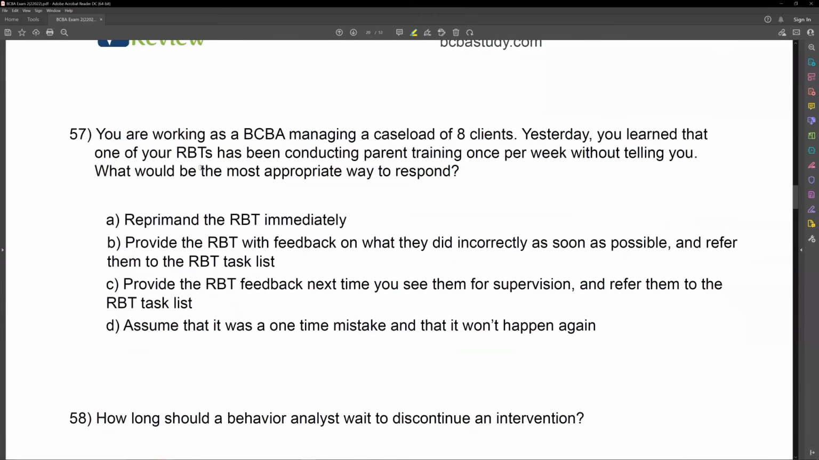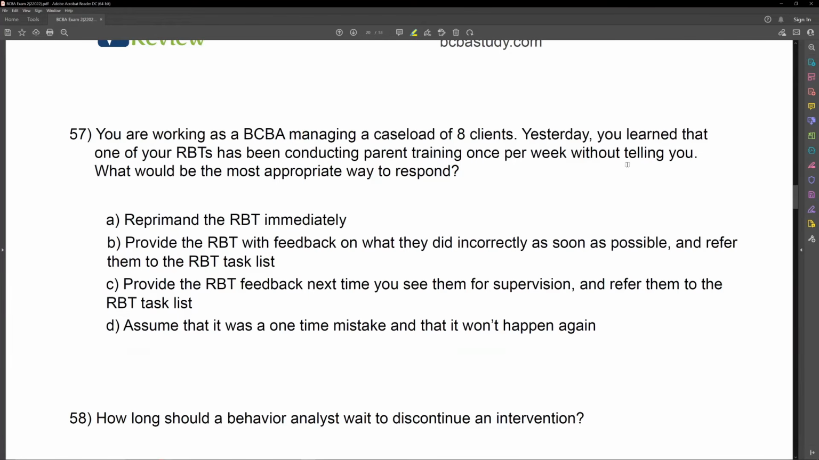57. You're working as a BCBA managing a caseload of 8 clients. Yesterday, you learned that one of your RBTs has been conducting parent training once per week without telling you. What would be the most appropriate way to respond? Big no-no. RBTs are not trained. They're not authorized to conduct parent training, especially without your permission. So you're probably pretty mad, right? You want to react. But how should you respond?